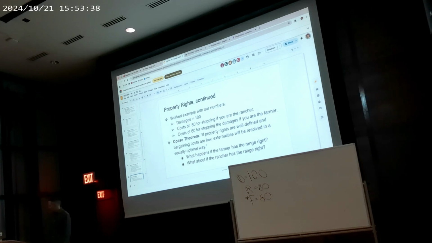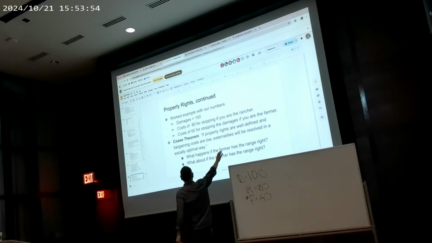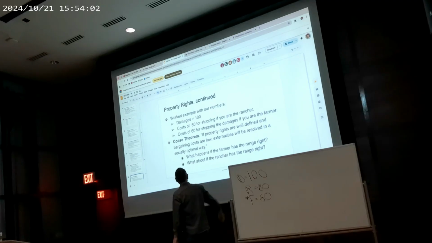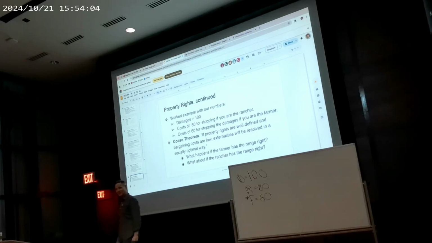So let's think about it this way. Ultimately, we'll wind up at these, there's my numbers again. What Coase then says has now been elevated to the status of a theorem, right? We call it the Coase theorem. And it says if property rights are well defined, right? We define the ranching rights, and bargaining costs are low, externalities, these external costs that we've been talking about, will be resolved in a socially optimal way.